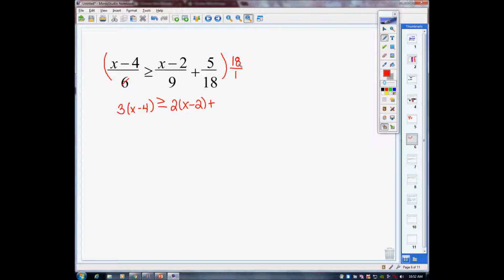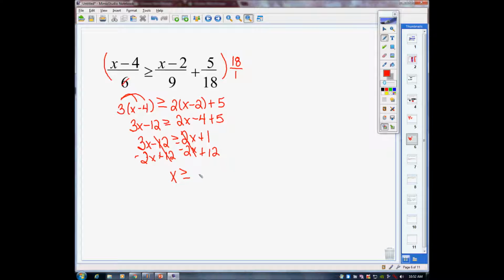Super. Next step is to distribute. 3x minus 12 is greater than or equal to 2x minus 4 plus 5. 3x minus 12 is greater than or equal to 2x plus 1. Okay, gotta get those x's together, and your non-x's together. So I get x is greater than or equal to 13. Man, all the answers seem to be going the same direction, don't they? Okay, so bracket 13 to infinity.